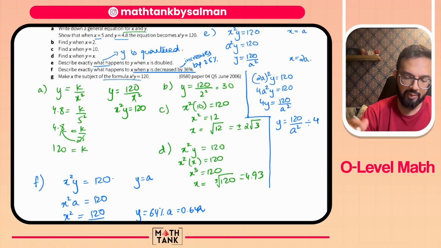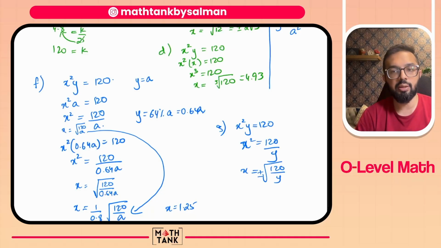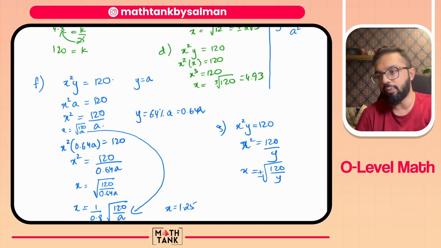Okay, make x the subject of the formula. That's simple. X squared y equals 120. X squared equals 120 over y. X equals root of 120 over y. This last bit was a little tricky. Make sure that you understand this properly and then move on to the next topic.